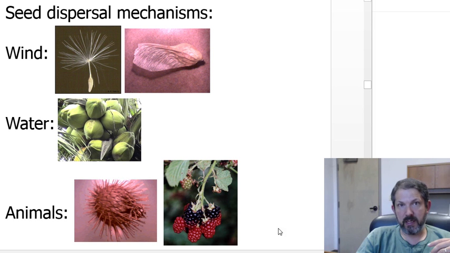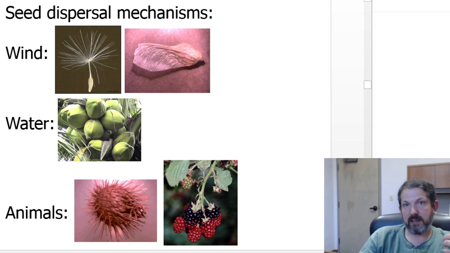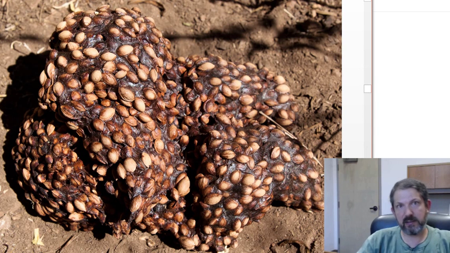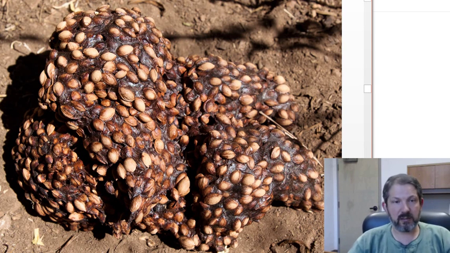Enticing animals to eat the fruit is the plant's way of getting the seed far away. You think, well, what good does it do the plant if you eat the fruit? Well, the answer is that the seed can survive your digestive tract a lot of time. So this is bear scat. My wife's first job in biology in college was picking through bear scat and identifying the seeds of the different plants that the bears had eaten.